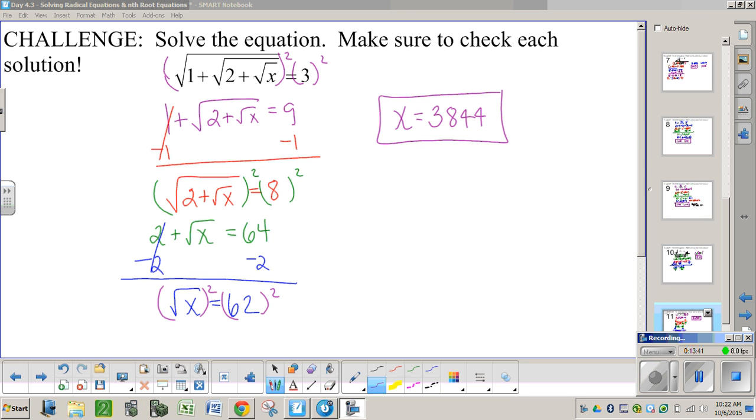Okay, how'd you do? Did you end up with 3,844? If not, take a look at my steps that I did. Notice what I did along the way to solve. And if you have any questions, I'll see you in class.